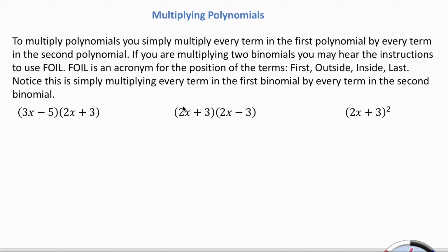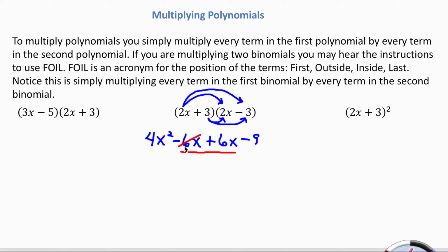If you were multiplying the first terms in each binomial, you'd multiply 2x times 2x to get 4x squared. If you were multiplying the outer terms, you would multiply 2x times negative 3. Here are the inner terms, 3 times 2x, and then here are the last terms. Notice it's no different than just starting with this one, doing both of them, moving over, doing both of them. Don't forget to look to see if those middle terms are the same. In this case, they cancel out. So very short, very sweet.